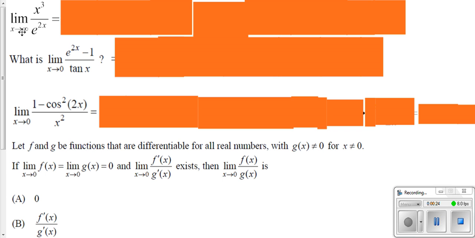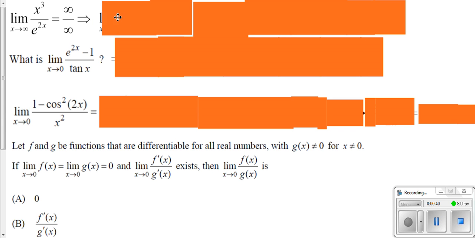So we're looking at our limit as x approaches infinity. We go ahead, plug in a really, really big number here, e to a really big number, ends up being really big over really big. In other words, it's infinity over infinity, which is indeterminate. So that means we can do L'Hopital's.